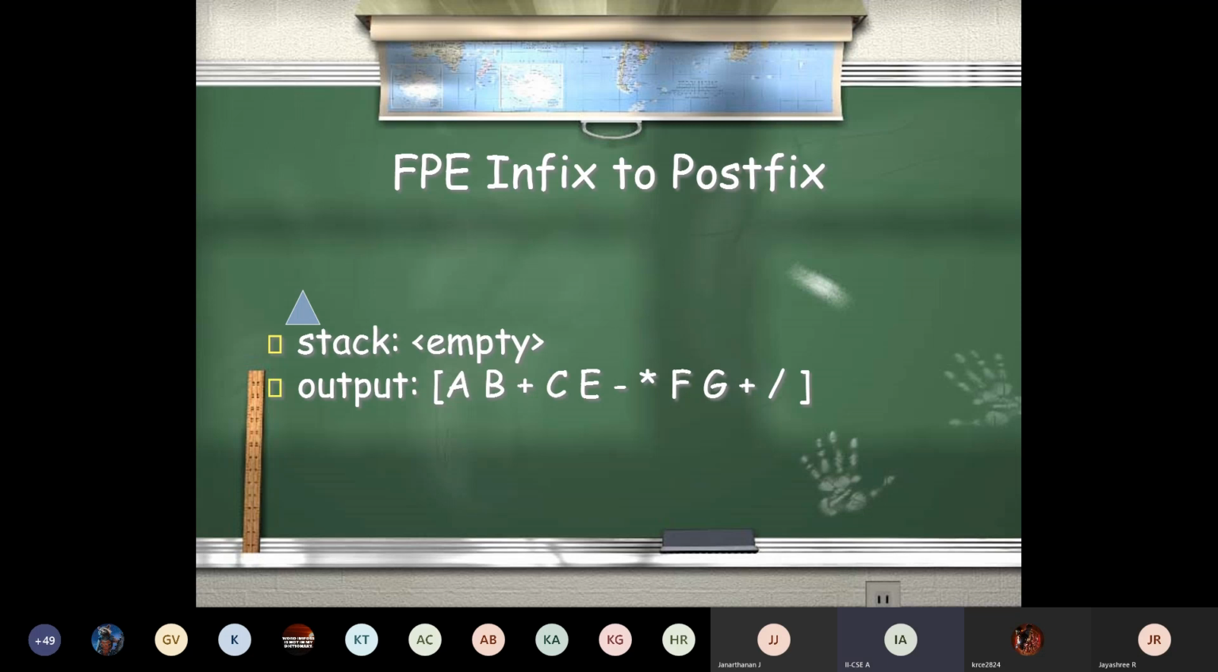Observe this postfix expression. You have AB plus. So this plus will be applied on AB, and then you're having CE minus. So minus will be applied on the two immediate values CE, and star will be applied on these two immediate values. Once AB is evaluated, imagine it as a single value, and C minus E is evaluated, imagine it as a single value, and star will be applied on these two values. And similarly, a plus will be applied on F and G.